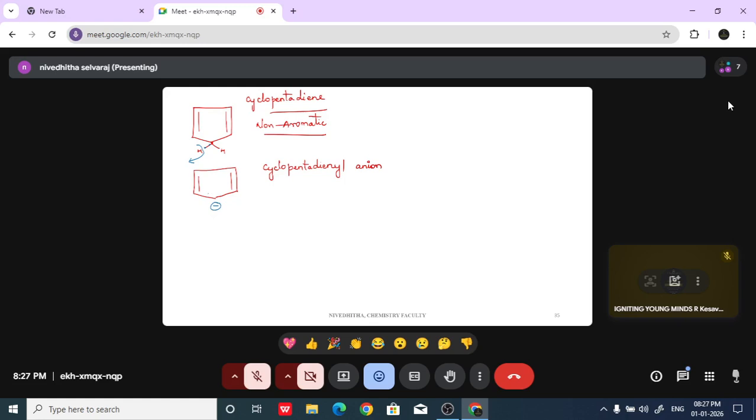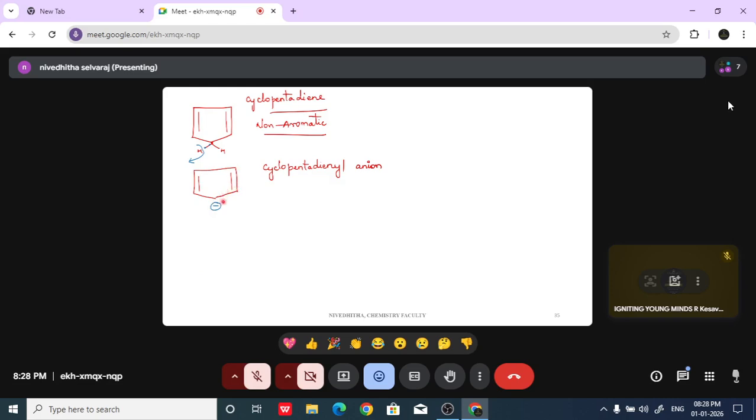Now we have to find whether this is aromatic, non-aromatic, or anti-aromatic. The first condition: is it cyclic? Yes, it is cyclic. Now we have to check whether the compound is planar. This is sp2 hybridized planar, this is sp2 hybridized planar, this is sp2 hybridized planar. This one is sp3. But what I've told you: if the carbon has a negative charge, then please consider that as a planar one. So it is a planar one.